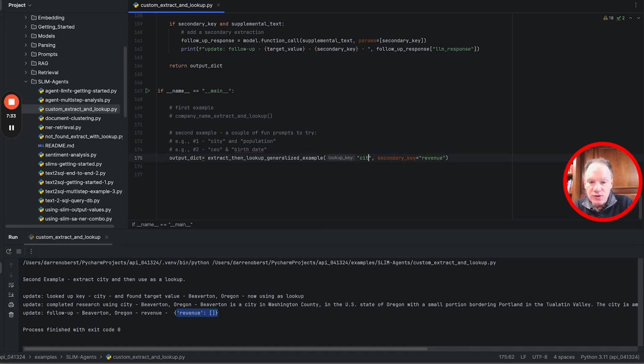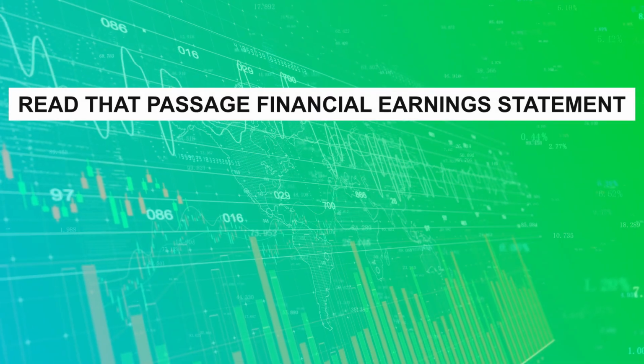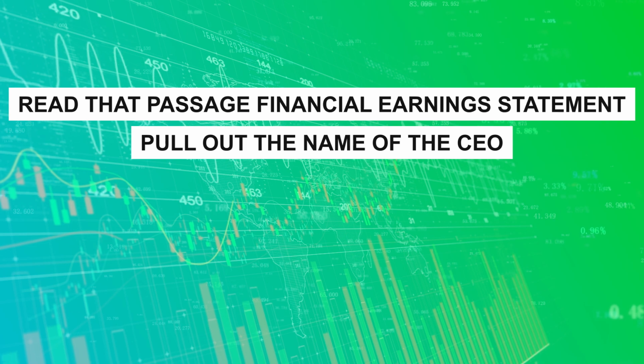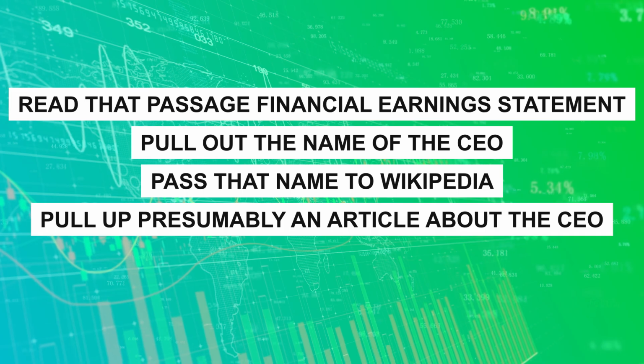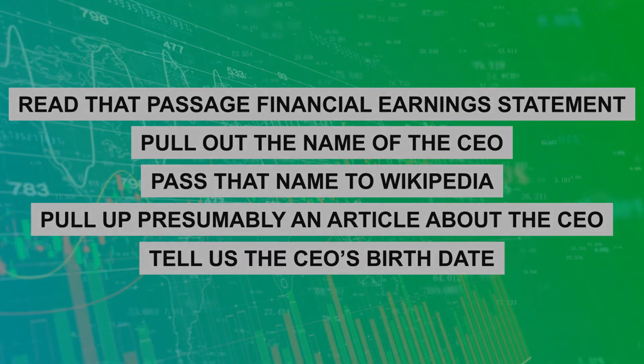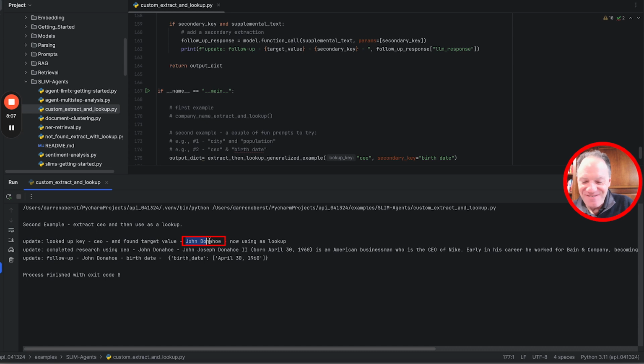But now finally, we'll close with the example that we started with, which is, let's actually go read that passage, that financial earnings statement, pull out the name of the CEO, pass that name to Wikipedia, pull up presumably an article about the CEO, and then tell us the CEO's birth date. All right, there we go. Pretty cool. So it found the CEO's name in that passage. We passed it to Wikipedia, and always Wikipedia, you can count on it giving the right information. And there we go then. Our slim extract tool then running against that Wikipedia passage for birth date correctly pulled out the birth date for the CEO. Pretty cool.